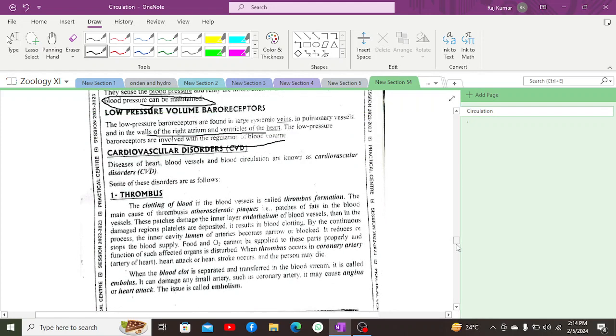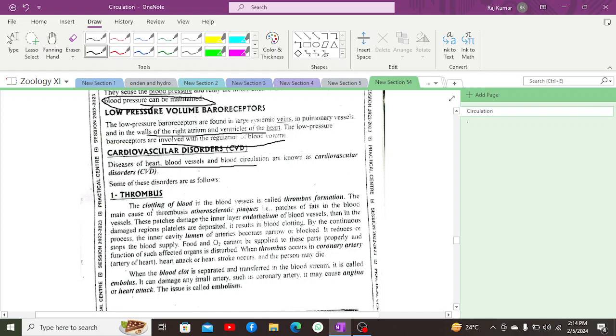Apart from that, we are going to discuss cardiovascular diseases. Diseases which are relevant to the heart, blood vessels, and blood circulation are known as CVS disorders or cardiovascular diseases. After that, thrombus. Thrombus is the first part. Thrombus, what is it? A thrombus can somehow be considered as a symptom of disease, because there are many cardiovascular diseases which are relevant to thrombus, so we need to first understand what this terminology actually says.